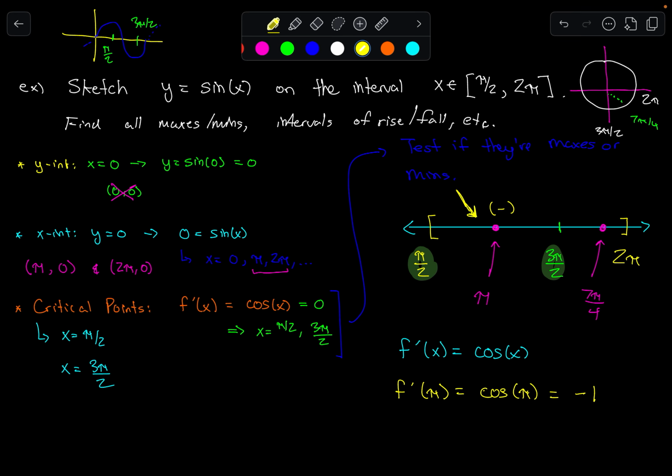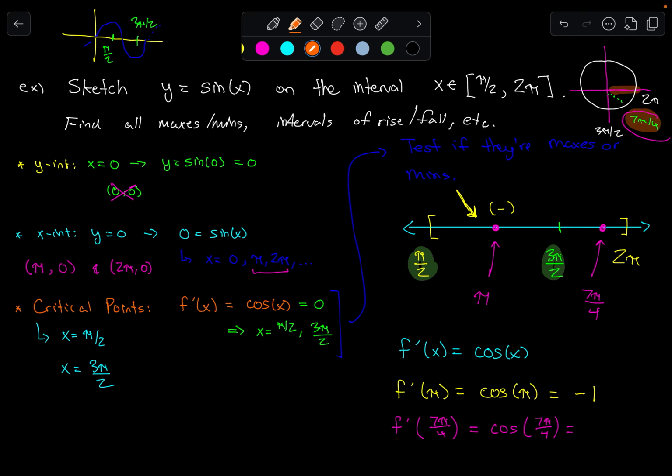And then the last one that we need to check would be f prime of 7 pi over 4, which is cosine of 7 pi over 4. And cosine of 7 pi over 4, so we can do this a couple ways. Remember, we don't actually need to know exactly what that value is. We just want to know if it's positive or negative.